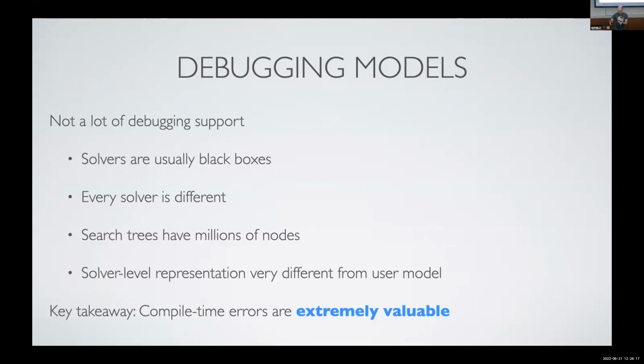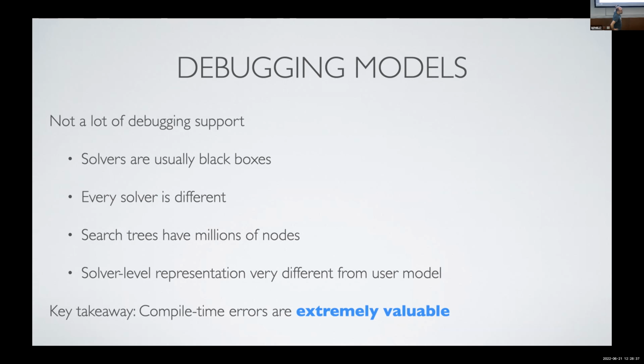And the solver level representation, so the input to the solver, is very, very different from the high level model that you wrote. Right? So even if the solver tells you there's a problem with like these 100 variables, how do they actually map back to the variables in the model? How do the problems map back to the constraints that you wrote in your high level model?